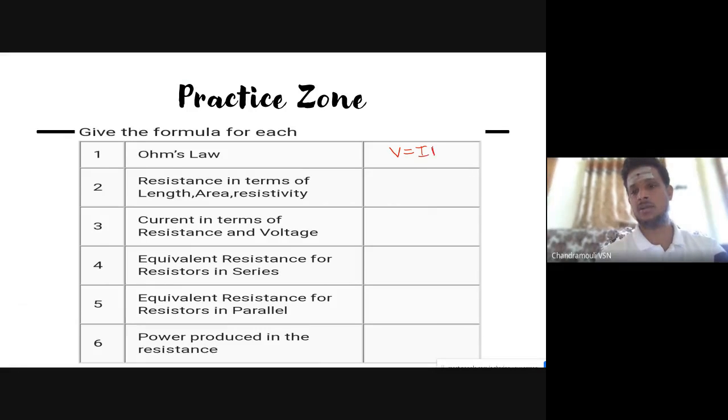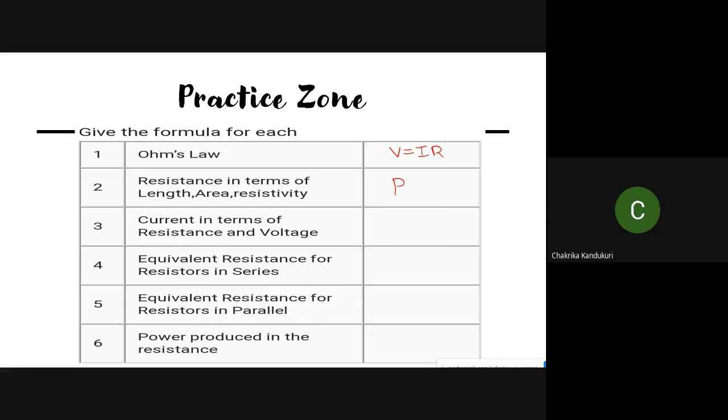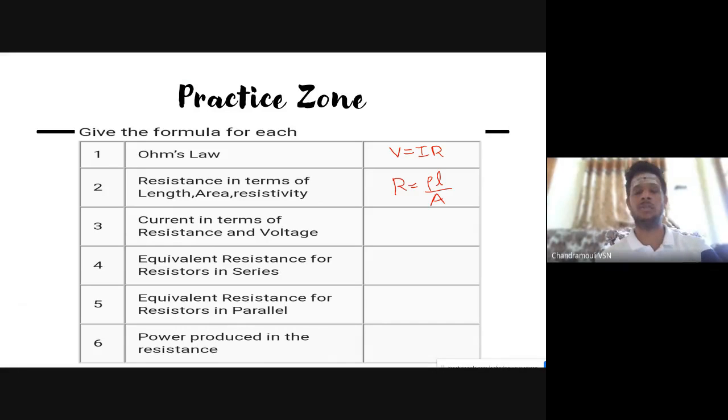Chakrika, what is the formula for resistance in terms of length, area, resistivity? You remember? R is equal to? Yes, sir, I remember. R is equal to rho L by A. Superb. Now next question. Current in terms of voltage and resistance, same in terms of Ohm's law only. I is equal to V by R. Very good.